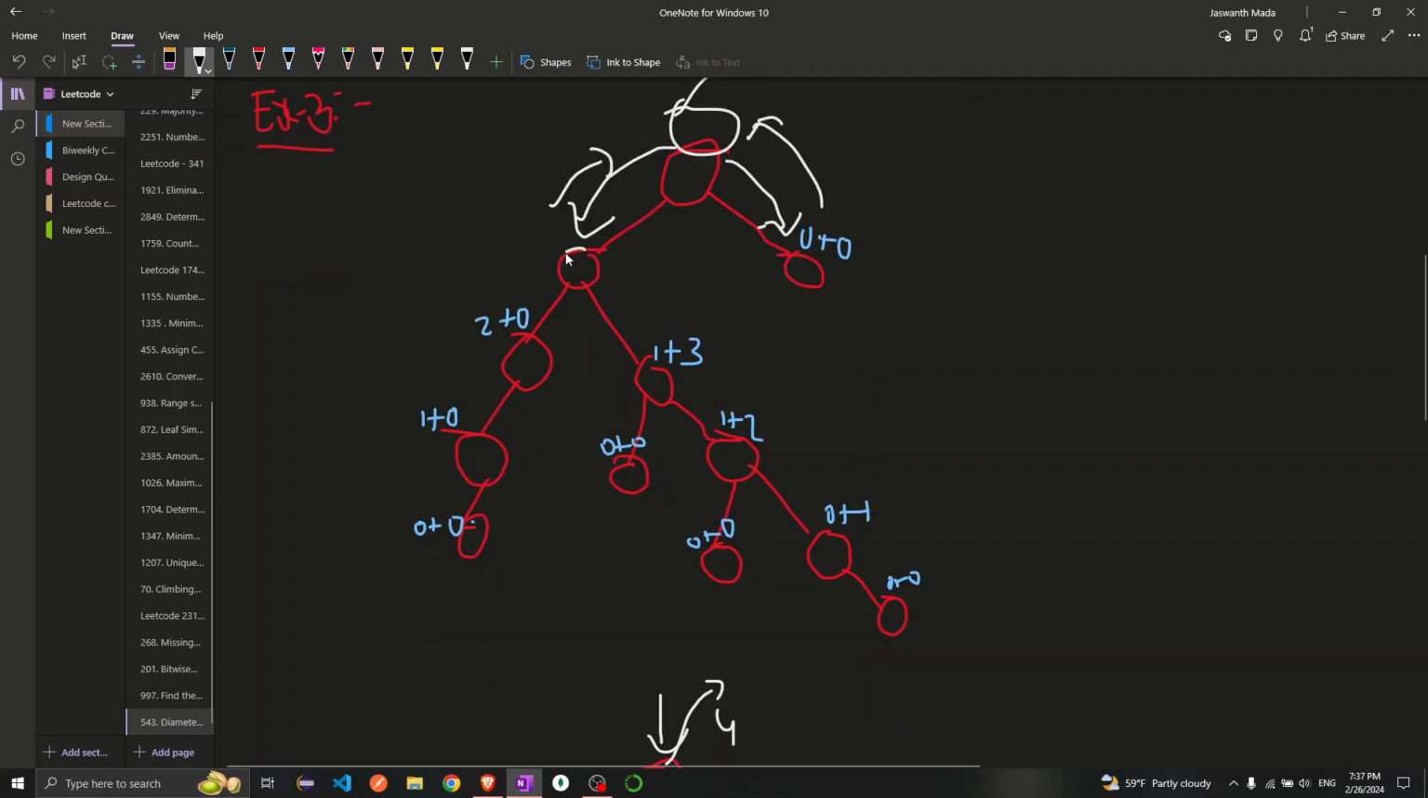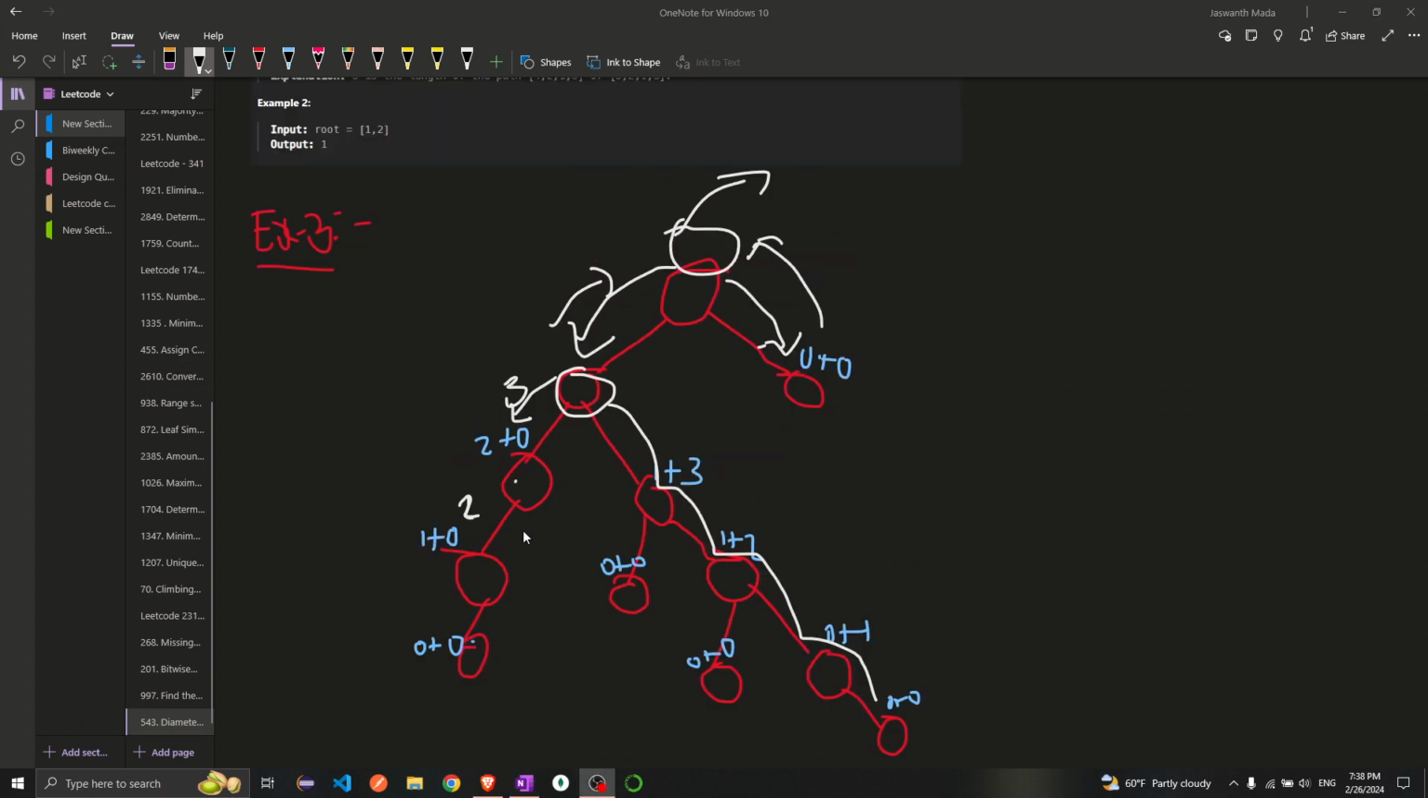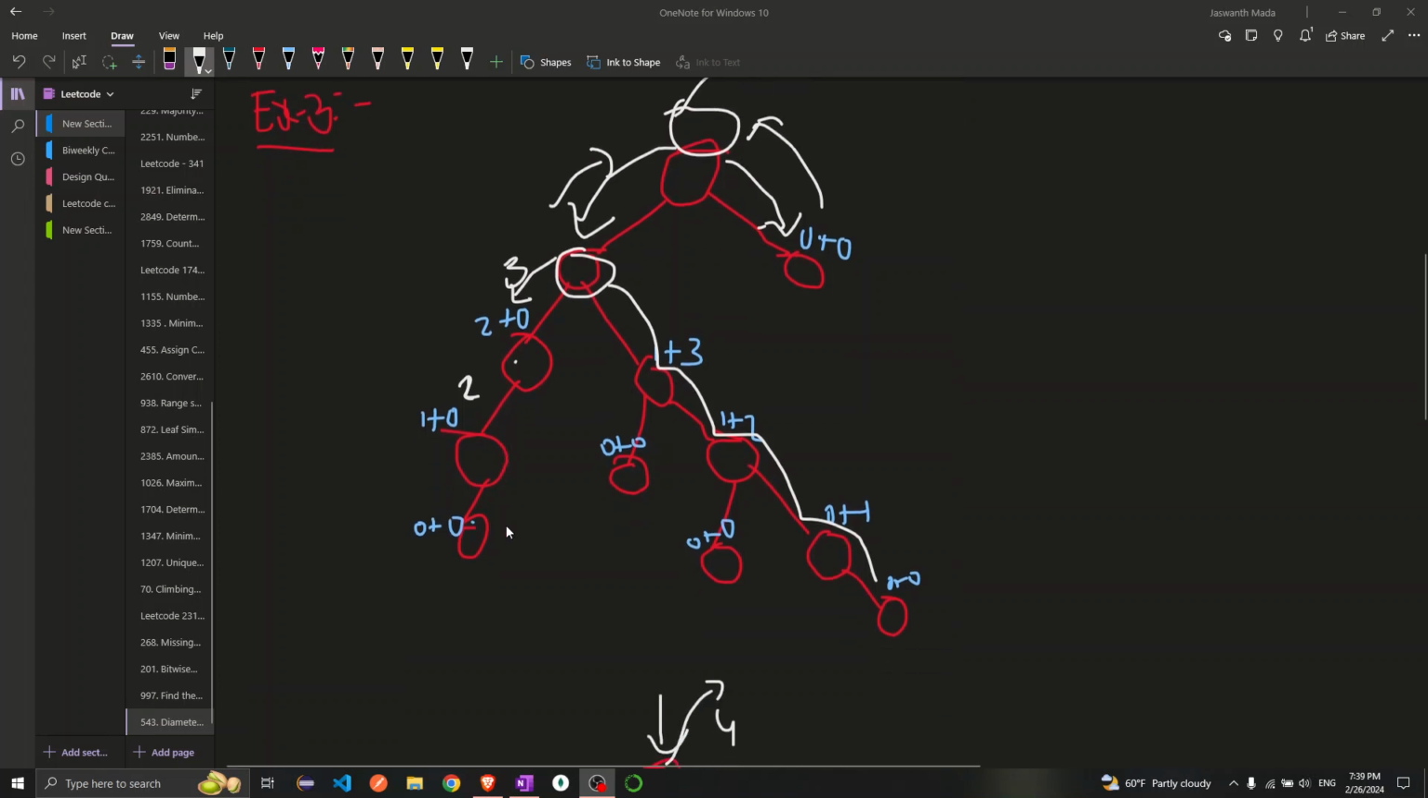Suppose I'm doing the same thing on this node. I'll say go and find the height of the left subtree. What is the height of the left subtree? 1, 2, and 3, right? 3. What is the height of the right subtree? 1, 2, 3, 4. Wait a minute. Yeah, we're good to go.